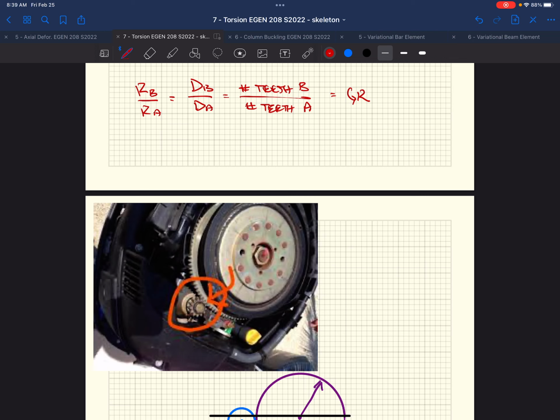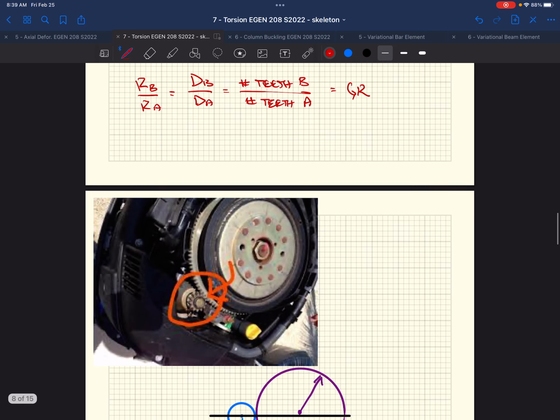So this starter and this flywheel are essentially a big gear assembly, right? And there's going to be a relationship based on the sizes of these two gears, right? The ability for this starter to apply a torque to the crankshaft of the motor, to turn it over to get it started.